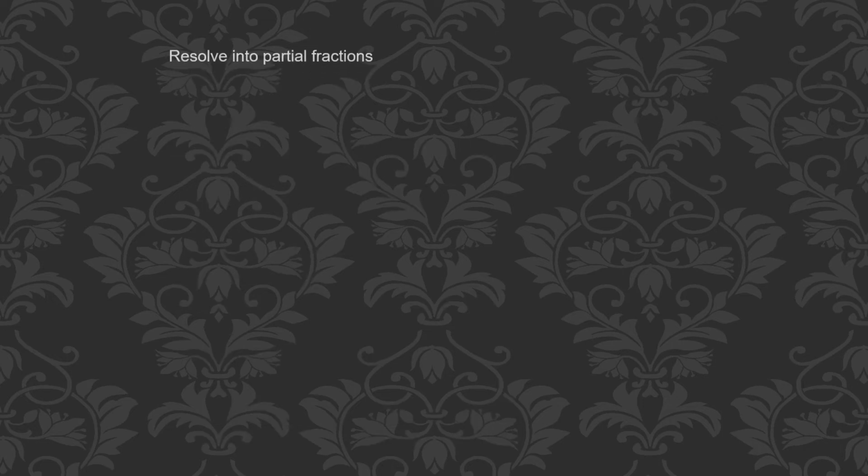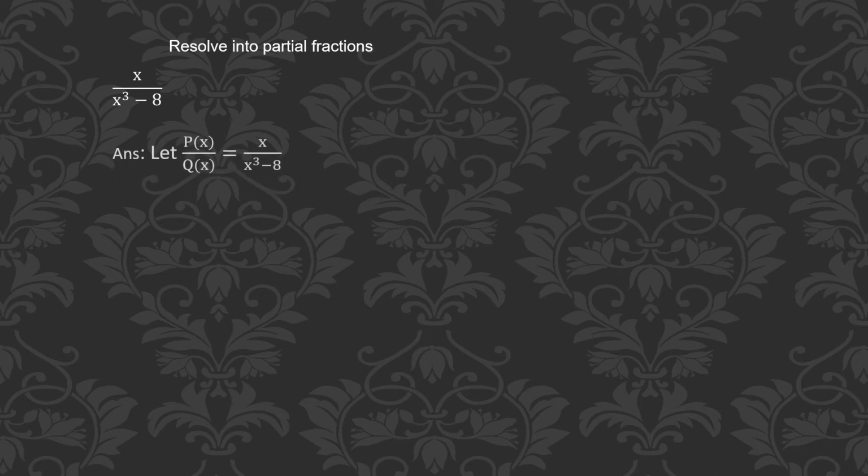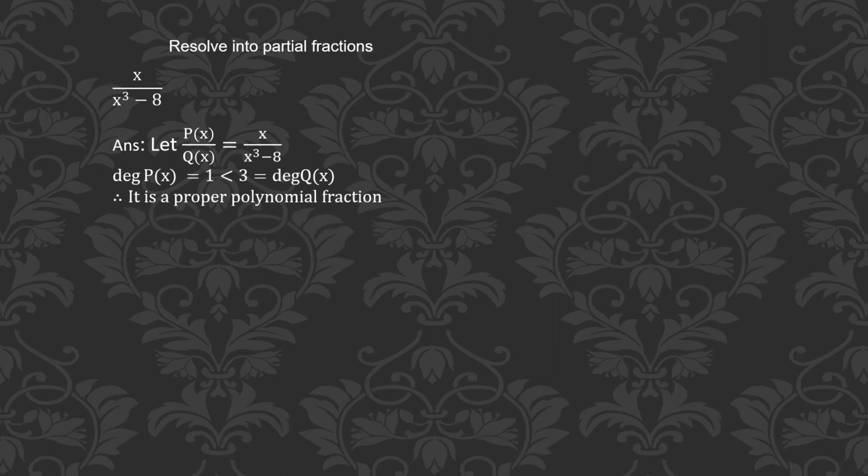Our next example: resolve into partial fractions x upon x cube minus 8. Let us write down the polynomial fraction as p of x upon q of x, where p of x is x, meaning x raised to 1, so the degree of p of x is 1, and q of x is x raised to 3 minus 8, the power of x is 3, so the degree of q of x is 3. So the degree of p of x is 1, less than 3, which is the degree of q of x, therefore it is a proper polynomial fraction.